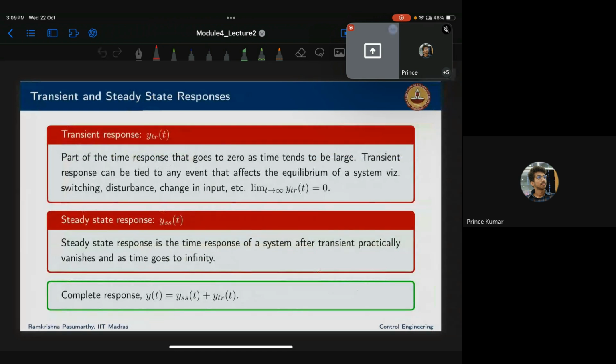Okay, so then again, transient response and steady state. As I said, the transient is the part of the response that goes to zero as time tends to large. Whereas the steady state response is the time response of the system after transients practically vanish as time goes to infinity. The complete response is going to be the summation of both the transient as well as the steady state response.